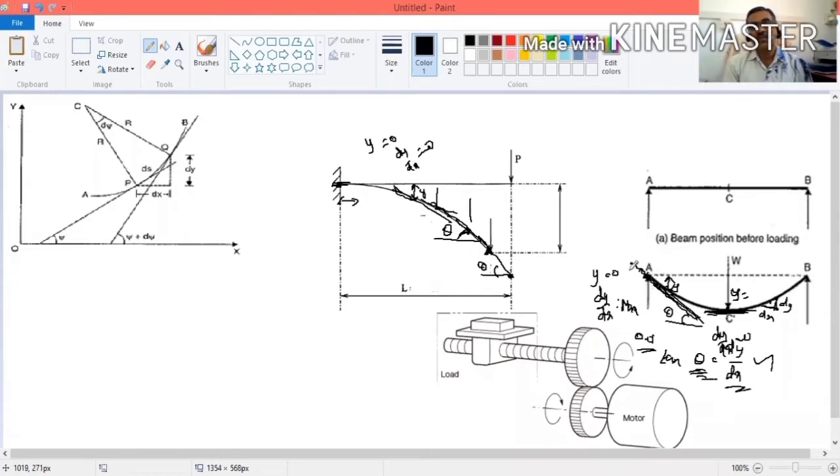Also, the slope and deflection will be in microns. It will be very, very small. But here it is exaggerated for analysis purposes. Generally it will be very, very small. That's what you have to understand, right?